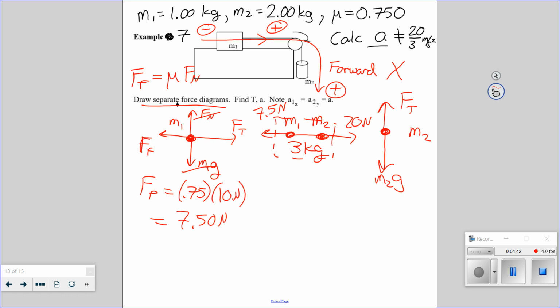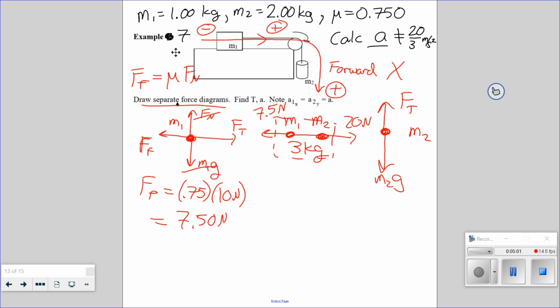And so actually, if it wasn't Friday, if we weren't asleep and relaxing, mad at that video because it was too long and had silly stuff, if we were thinking clearly, that actually solves the problem. Can I just take 20 minus 7.5 and divide by 3 and that's acceleration? Yep. Yeah, you can.